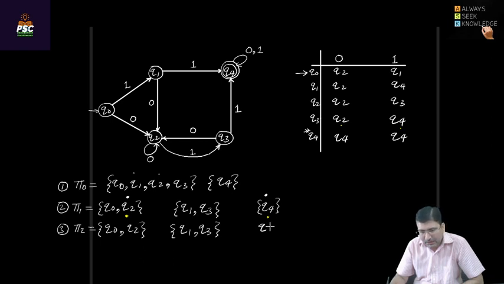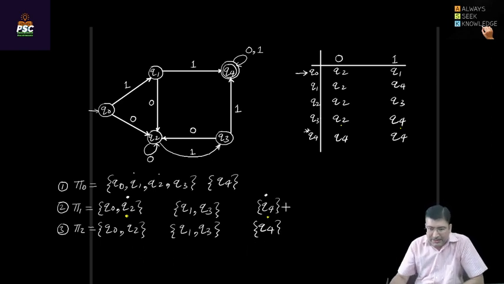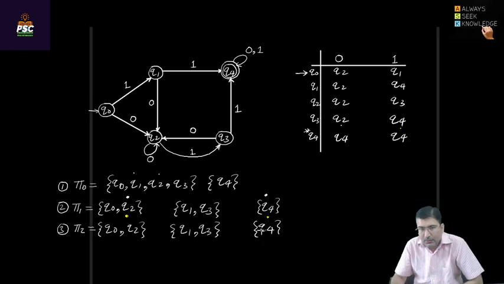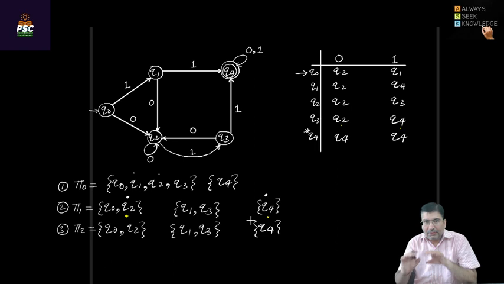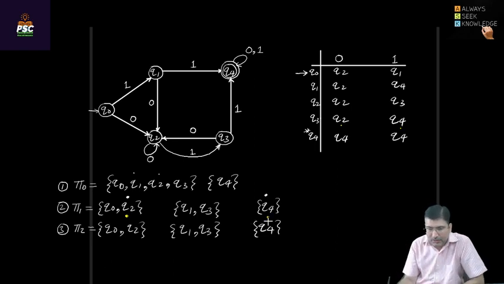And Q4 obviously is a single state, so it cannot be further partitioned. So that means once we see in the steps that no further partitioning is possible, and we get the same sets from the previous equivalence class to the new equivalence class, then we saturate the thing and we start drawing the automata. So the final automata will have only 3 states.